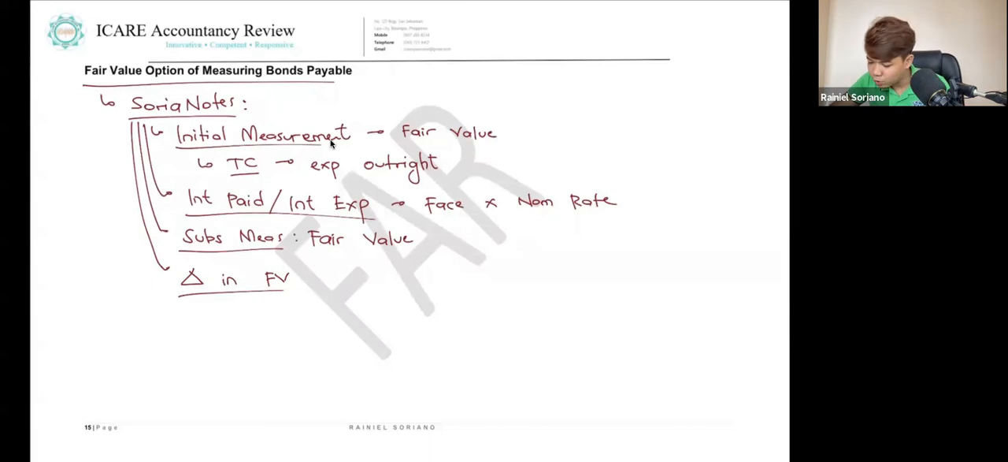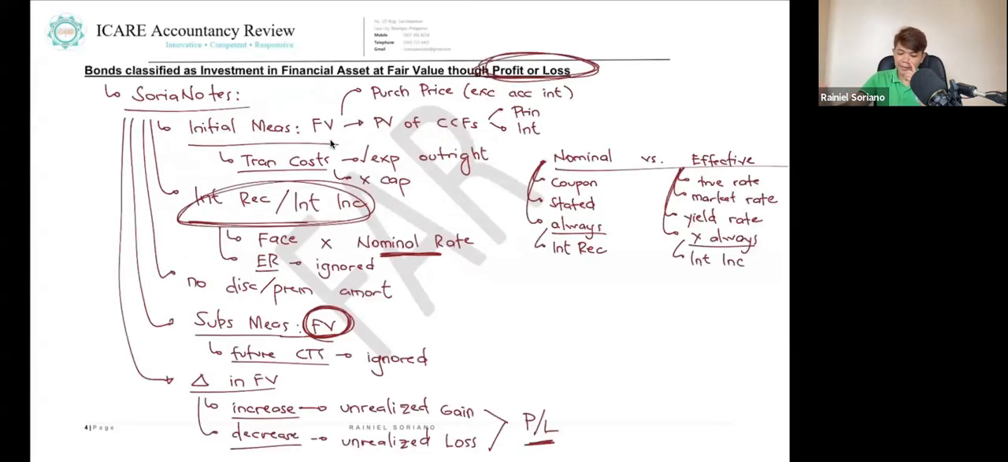Let me go back to the FVPL from earlier, on investment. There you have it. We said earlier that if there is an increase in fair value, there will be a gain, because that was an investment. If the value of your investment increases, the value of your asset increases, that's a gain. We want that. Then if the value of your investment decreases, the fair value decreases, we have a loss.